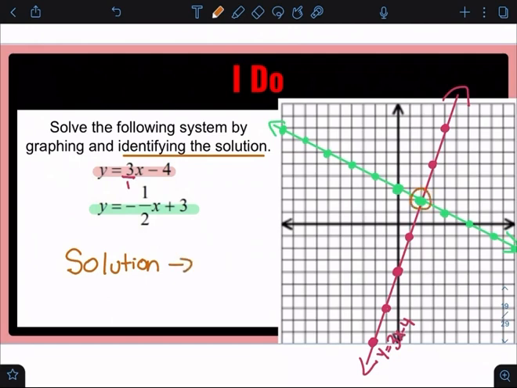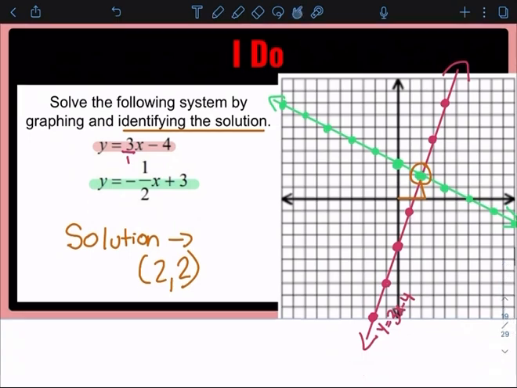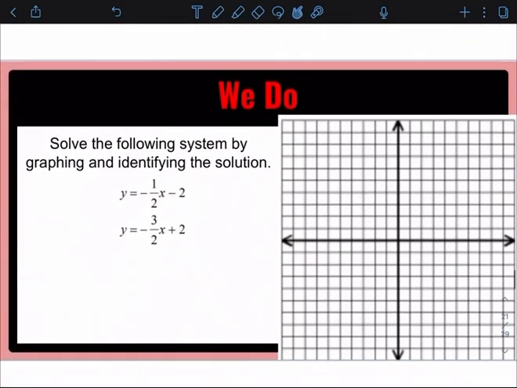So the solution is right here. And to get to that point, we went to the right 2 and up 2. So our solution is (2, 2). So this would be a solution that only has one answer. It only crosses once. Alright, let's try this one.